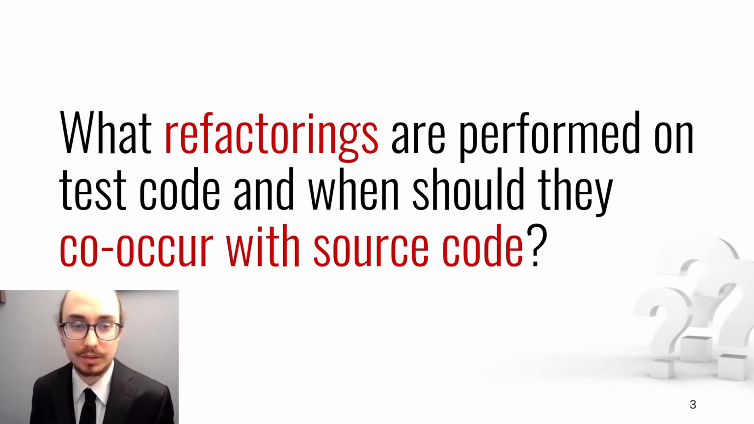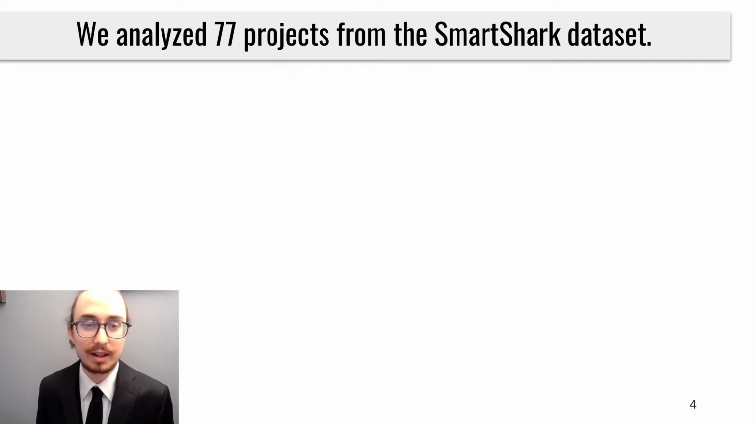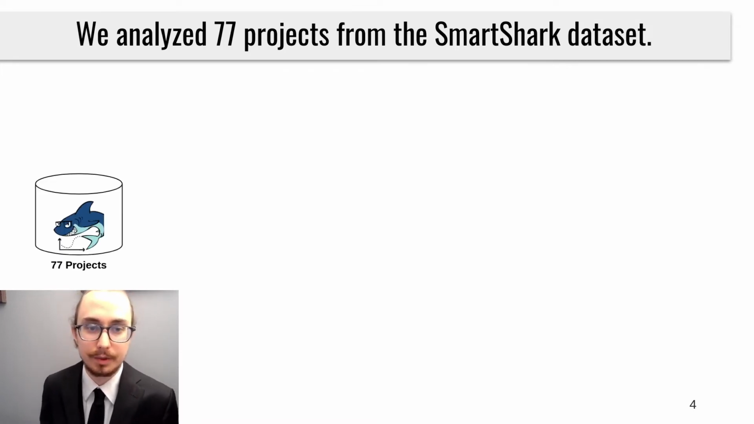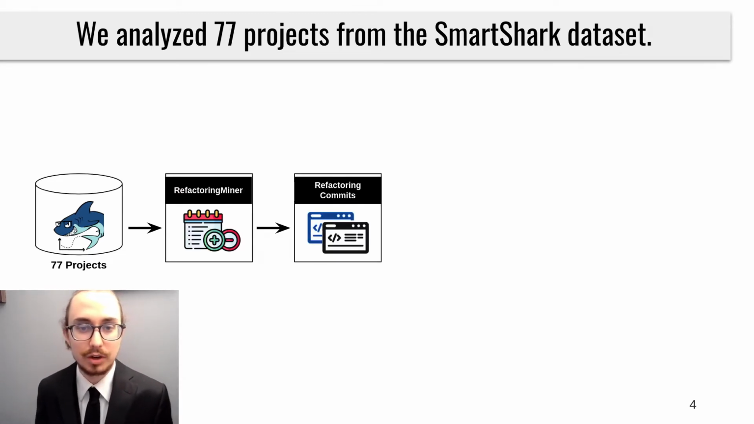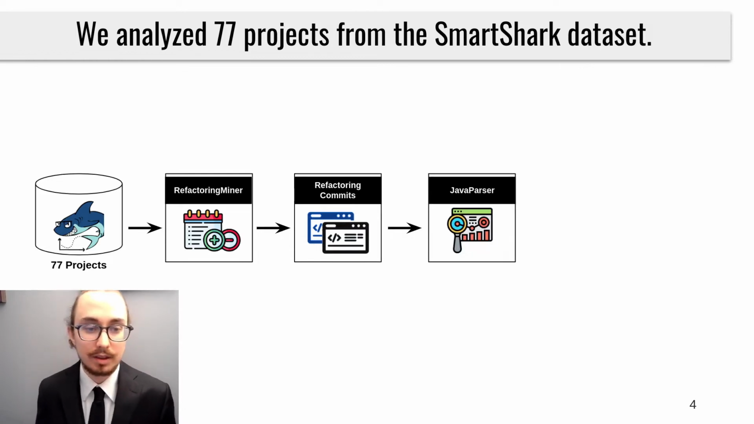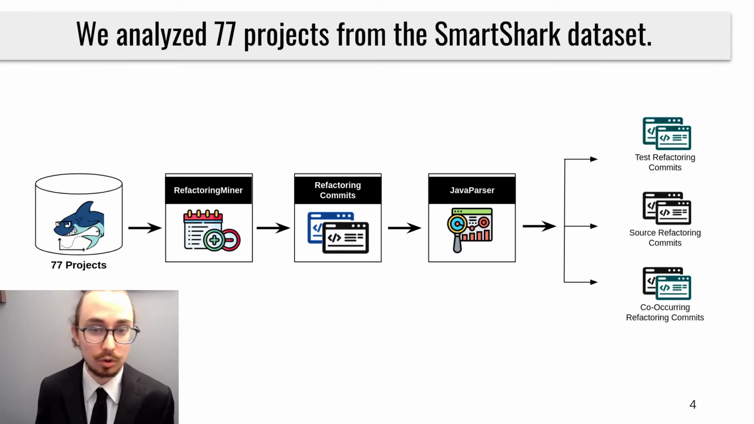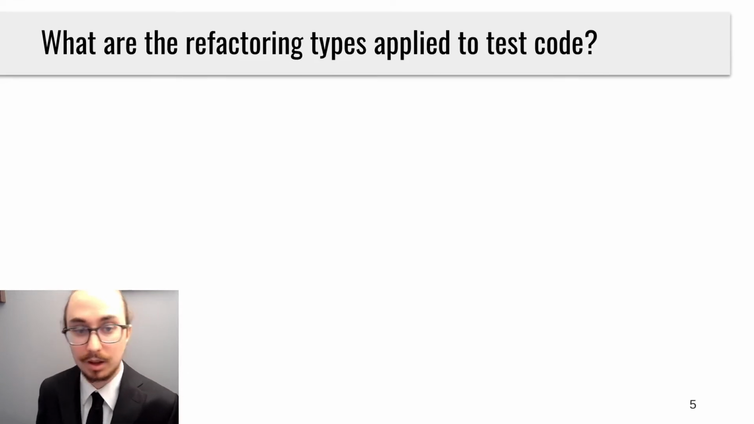So what is the main thesis of our paper? What refactorings are performed on the test code during co-occurrence, and when should they co-occur with source code? To that aim, we analyzed 77 projects from the SmartShark dataset, and we applied a tool called Refactoring Miner to extract the refactoring commits from those 77 projects, which allowed us to get the files that were touched by those refactorings in each commit and apply Java parser on each of those files to determine whether they touch source code or test code. As a result, we were able to classify them into three types: either test code only, source code only, or co-occurring refactoring commits.